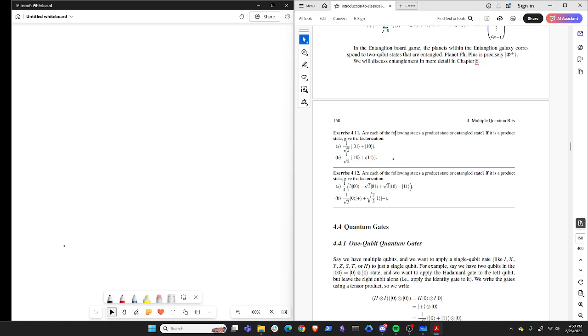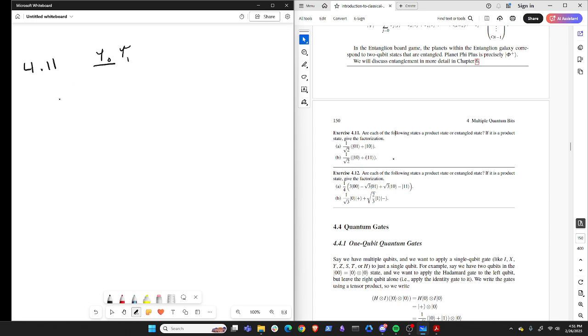Yeah, let's just take a look at, let's just run through 4.11 really quick, just to show the process again. So we know, like I said, that we're trying to factor it into two states, psi 0 and psi 1.